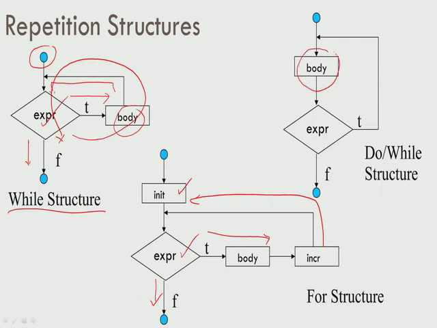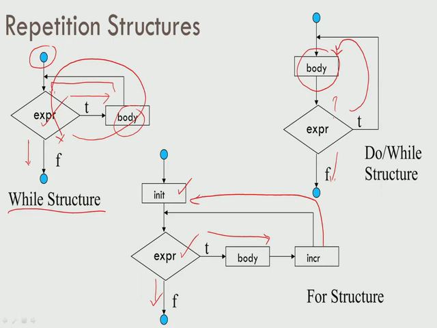We have a body of the loop that is executed even before the expression is checked once. So, once you execute the body, you then check the expression. If it is true, you go back and execute the body once more. If it is false, you exit the loop.